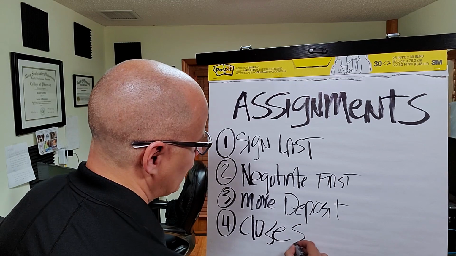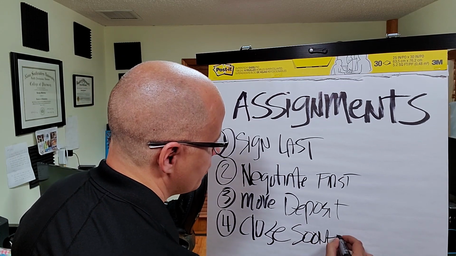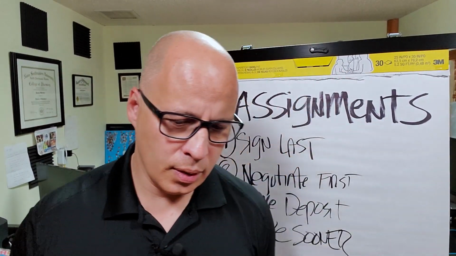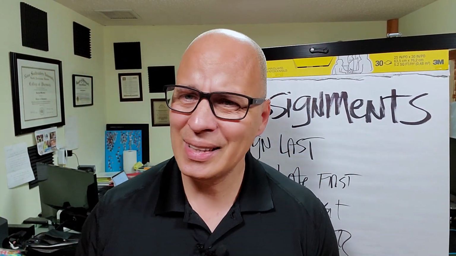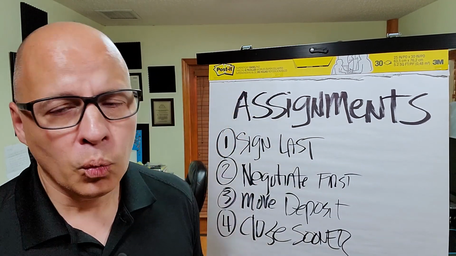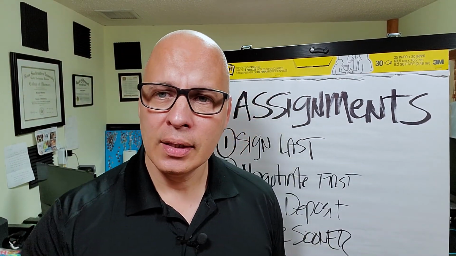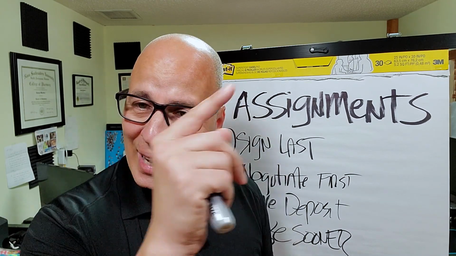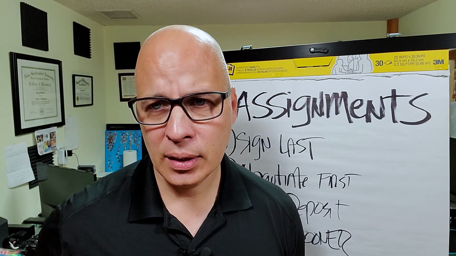Finally, but not least, I'm going to put here: close sooner. What that means is, let's say that you have a closing date. Right now, when I'm recording this video, it is the 12th of the month, and let's say that I have a closing date with the seller for the 31st of the month. When I do my assignment of contract, I'm going to put on it that you're going to close on a particular date, and that date is going to be before the contract that I have with the seller.